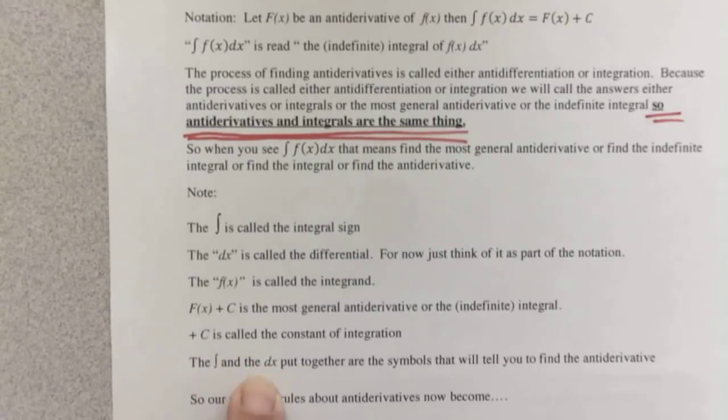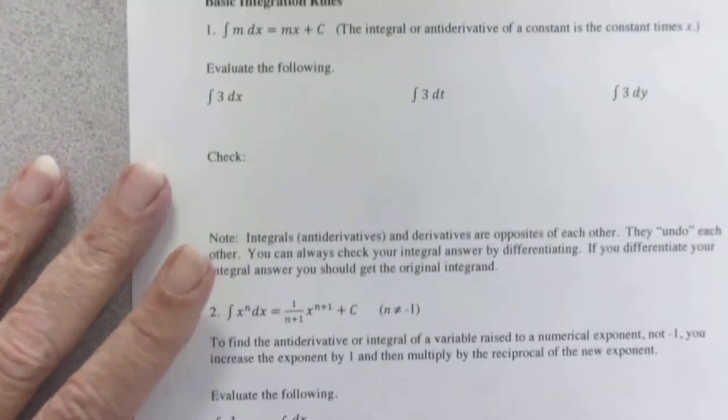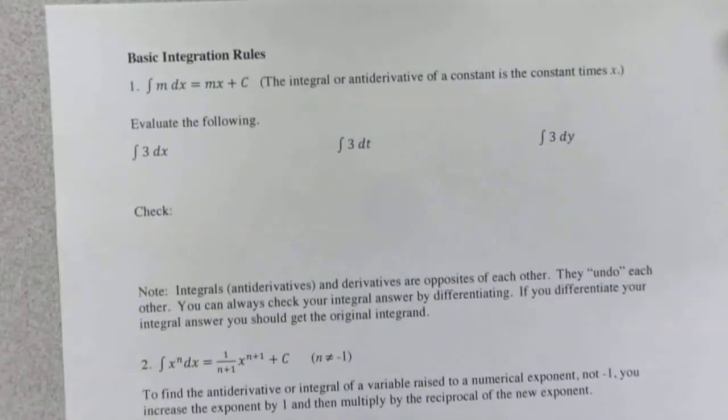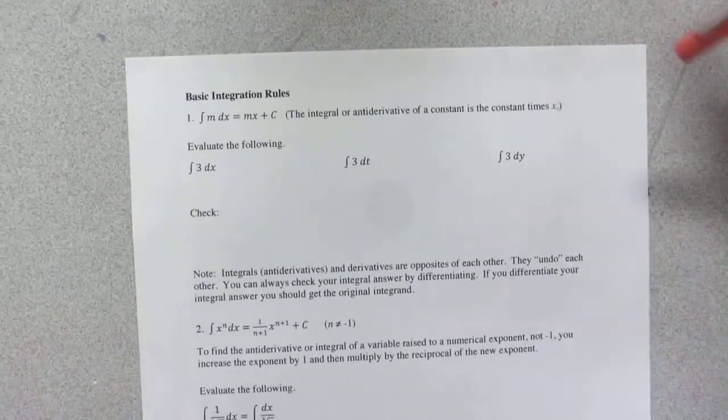The integral sign and the differential dx put together are the symbols that will tell you to find the antiderivative. That's our notation giving you the instructions to the problem. When it says find the integral of blah, blah, blah dx, it's saying find the antiderivative. So our previous rules about antiderivatives now become: 1. The integral of m dx is mx plus c.